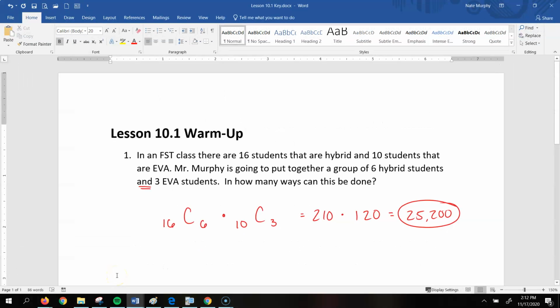So first off, it says in an FST class there are 16 students that are hybrid and 10 students that are EVA. Ms. Murphy is going to put together a group of 6 hybrid students and 3 EVA students. And how many ways can this be done?